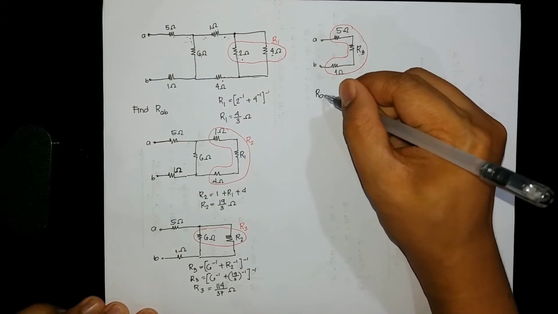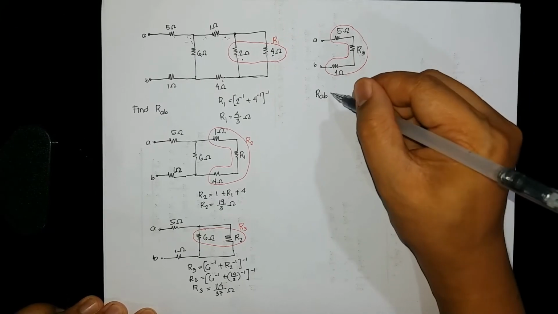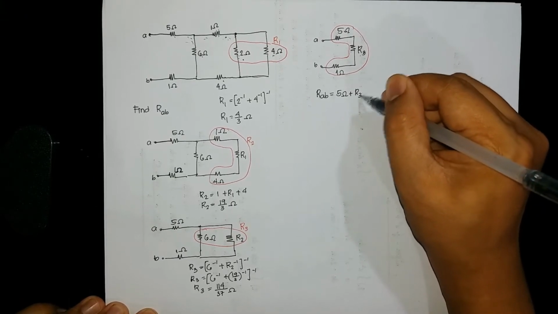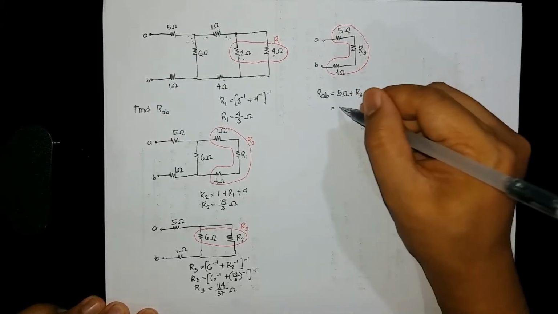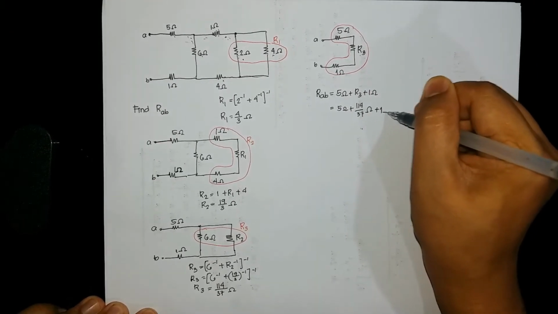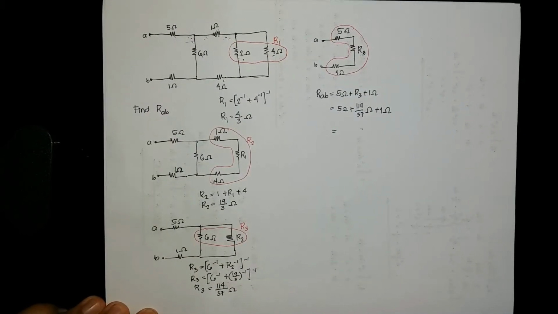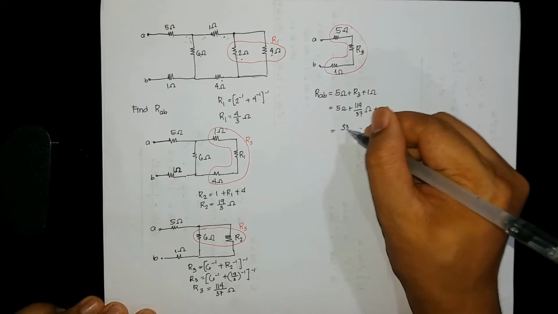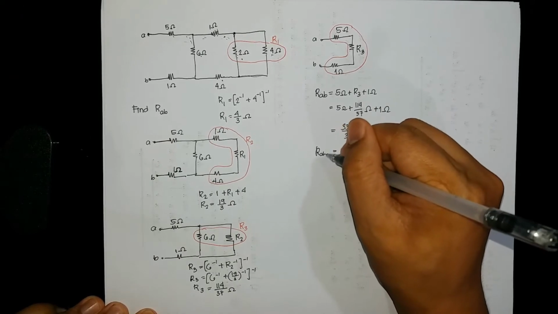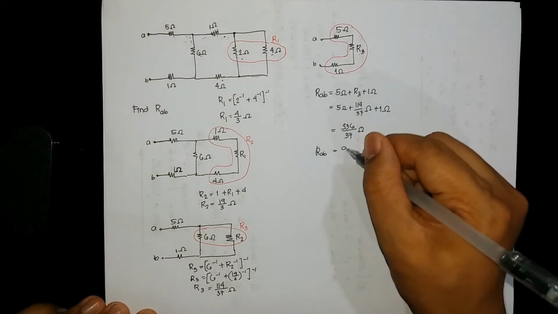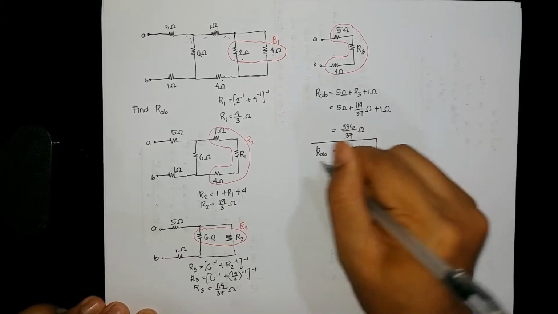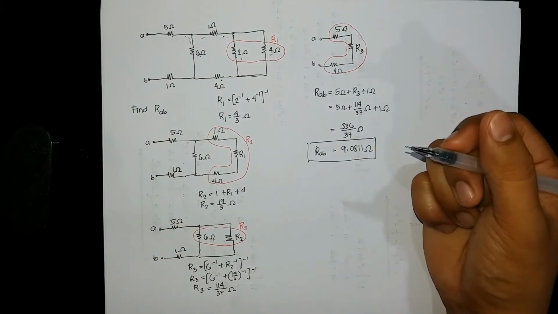So, to solve your RAB, you can now solve for the total. That is the series connection between 5, R3, and 1 ohm. Substituting the value of R3, which is 114 over 37 ohms, plus 1 ohm. So, you have now 336 over 37 ohms, or simply you can write your final answer in decimal, that is 9.0811 ohms. So that is the equivalent resistance if you're going to measure at point AB.